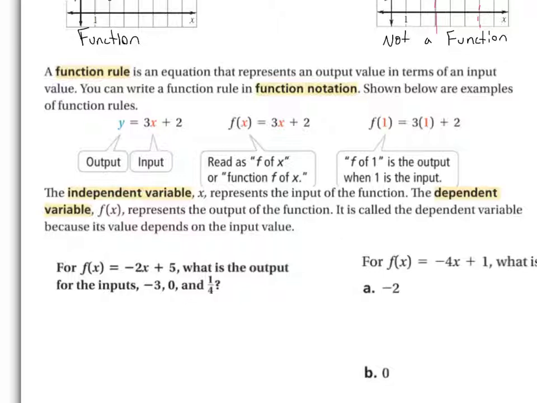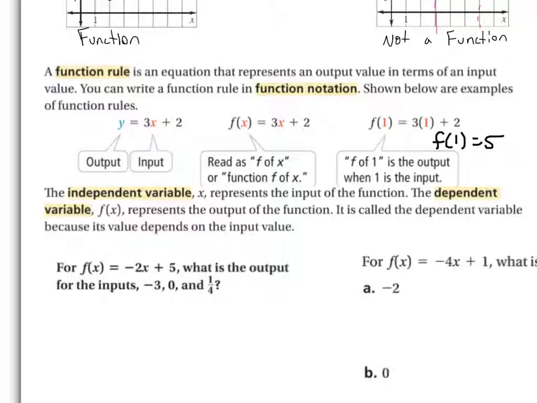Okay? And then if we want to evaluate this, when we substitute into that equation, we don't keep this as f of x. We change it to whatever we're plugging in. So now if I plug in 1, it's now f of 1. And then I plug in 1 into my equation. So for example there, 3 times 1 is 3 plus 2 is 5. So therefore my answer would be f of 1 equals 5. Rather than saying y equals 5, it's now f of 1 equals 5.